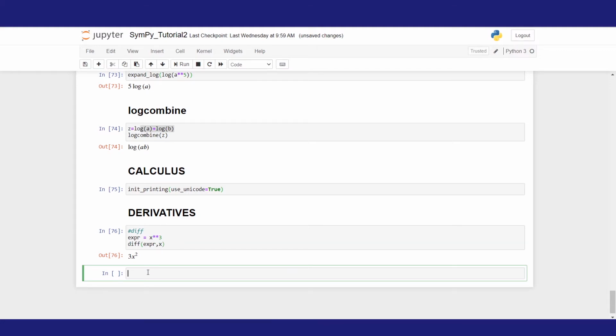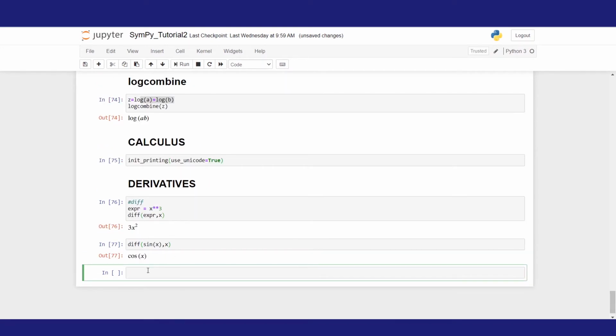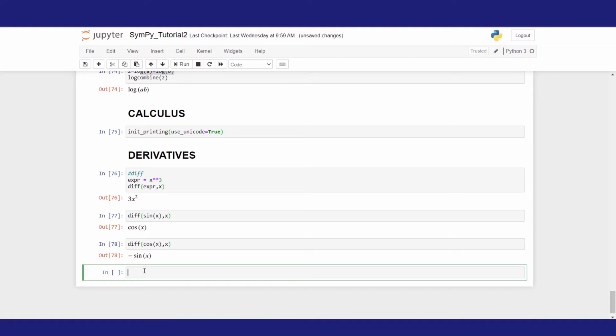So let's test with the cosine and the sine. If we have sine of x, and it's in terms of x, if I differentiate that, this will give me straight away cosine. If I test with cosine, and I guess you can guess the answer before it comes out, it is in terms of x. That will give us our minus sine x.